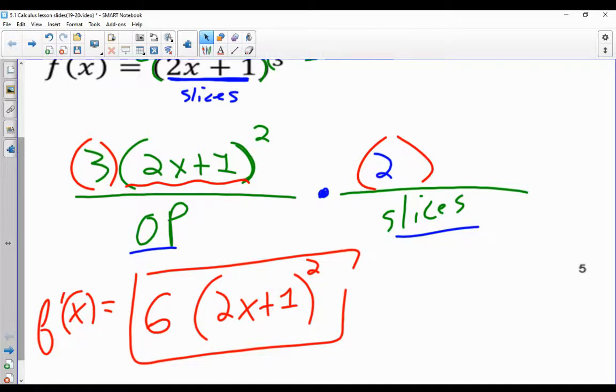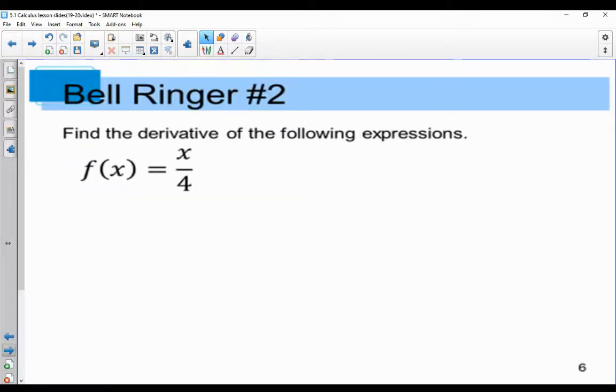There is another refresher I want to cover real quick. So let's say you want to find the derivative of this expression.